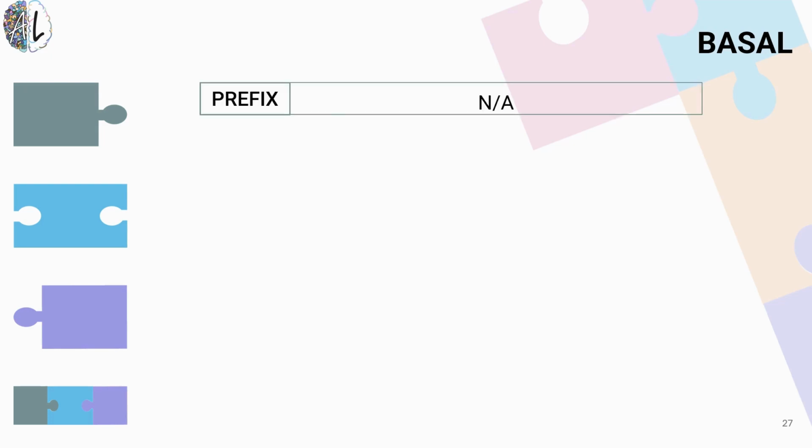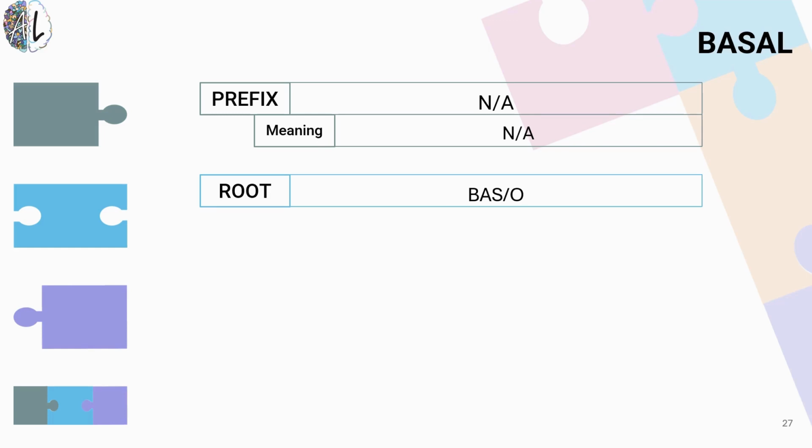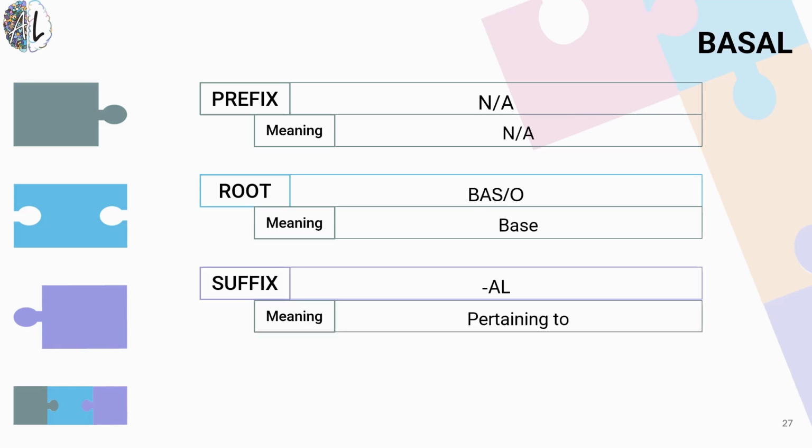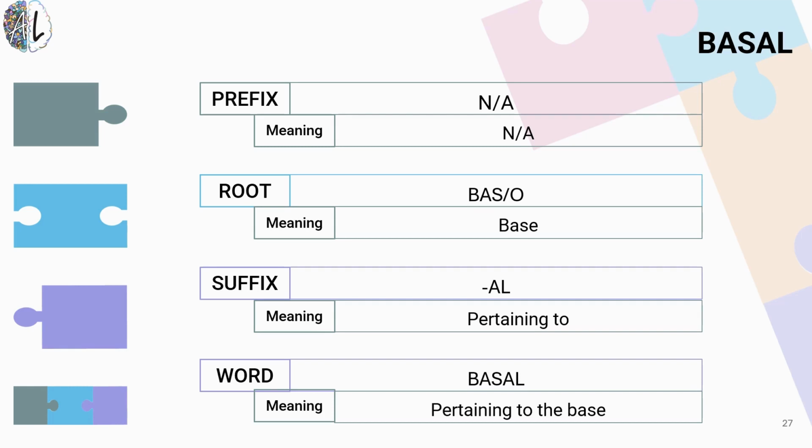So in the term basal, there is no prefix. The root term here is baso, B-A-S, with the O, which refers to a base or a bottom of something, something that sits on the bottom portion. And AL is our suffix here, which means pertaining to. So basal refers to being at the bottom or the base of something.